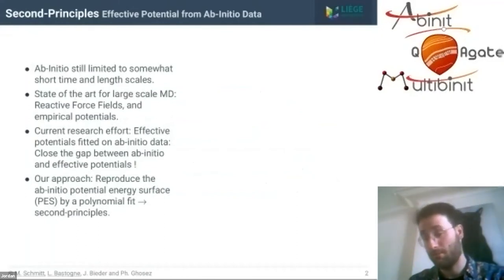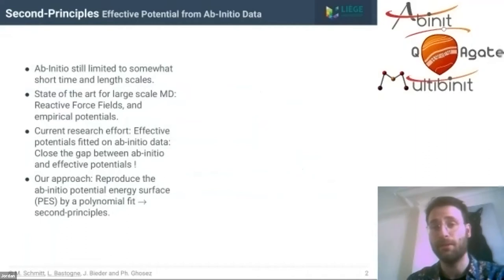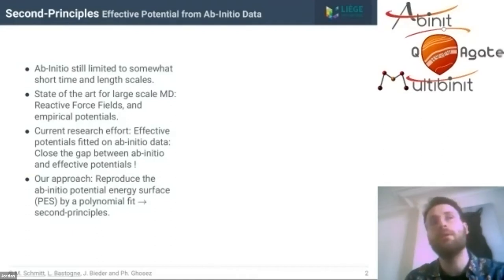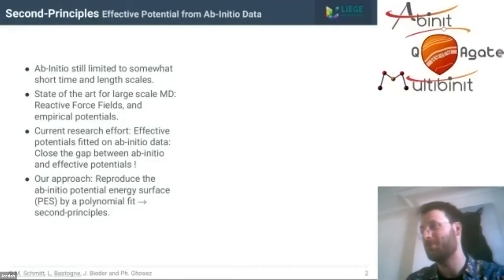So today, ab-initio calculations, I think it's fair to say that they are still somewhat limited in time and space scale. So the number of atoms that you can include, or the number of MD steps that you can afford to do for some computational cost, is still limited. And the established state of the art to go larger, to have more atoms, or make longer simulation times, is to use empirical potentials, called reactive force fields, or they come in many different names. But they're empirical in the sense that you have a functional form with some parameters, and you adjust the parameters to reproduce what you want, more or less.